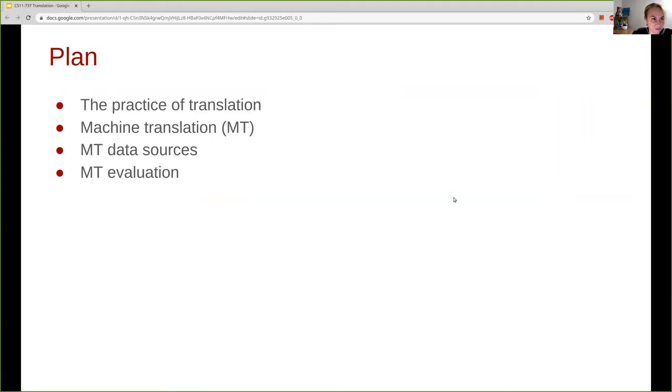So our plan for today is to understand the process and the practice of translation. Why is this problem so difficult and why is it important? To introduce the task of machine translation, to discuss what the existing data sources are, if we talk about supervised MT, and given a trained translation system, how do we evaluate it manually or automatically?